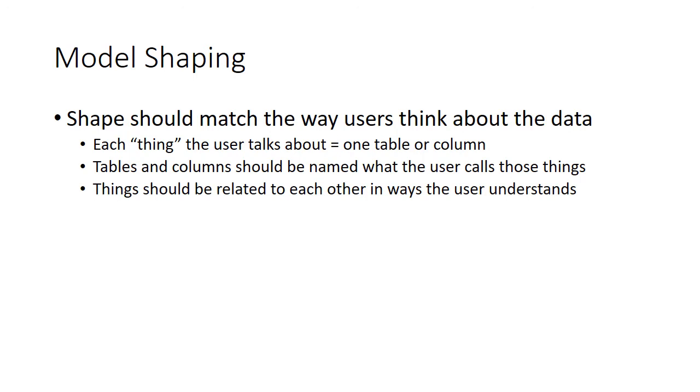Model shaping is the process of altering the structure of the tables and columns in your model to align with how your users think about that data in the real world. Each thing that the user talks about should map to one table or one column in your database. Those tables and columns should be named what your users would naturally refer to them as, and the objects should be related to each other in ways that the users understand. Frequently, the underlying database is optimized for the needs of the transactional system or the reporting system, not optimized for the needs of the users trying to directly consume that data.